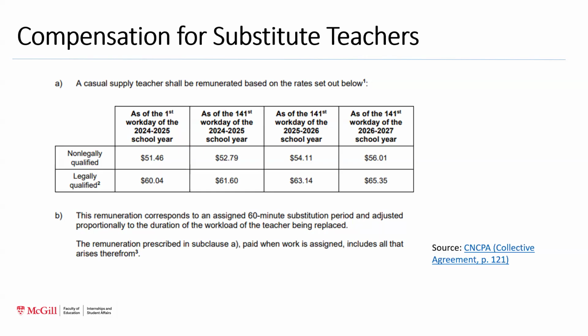So you are taking a look at the non-legally qualified category because you're not quite finished your degrees here at McGill yet. You're not legally qualified to teach. You don't have your brevet d'enseignement. And the remuneration above corresponds to an assigned 60-minute substitution period. So of course, if you're working more than 60 minutes in that day, you would use that to calculate the rate that you would be getting for your substitute teaching time.